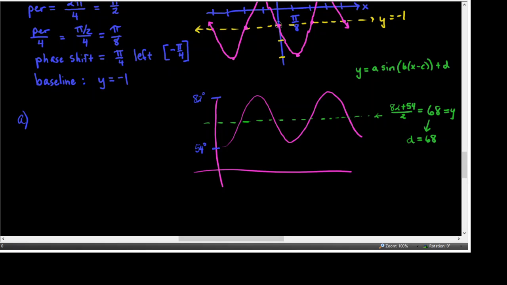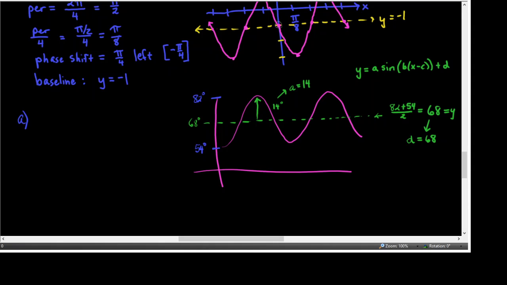Not bad. Okay, so what's the amplitude? How far is it from the middle to the high? Remember, the middle is now known to be 68 degrees. How high is that, or how much of a change is that? Let's see, that would be 14 degrees, right? Yeah, that's 14 degrees. From middle to high is 14 degrees. And so what that means to me is that A is 14.